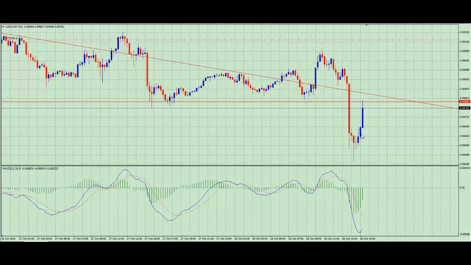So this is the reaction to the news. And it'd be nice to see if we then start to get some consolidation, as in sideways movement in price, for it to then turn and carry on down. But we will have to see how that performs.